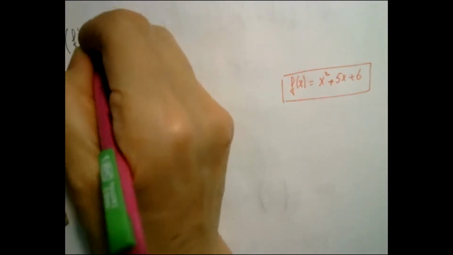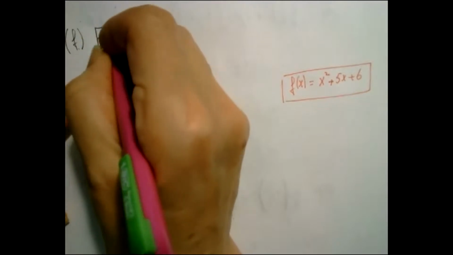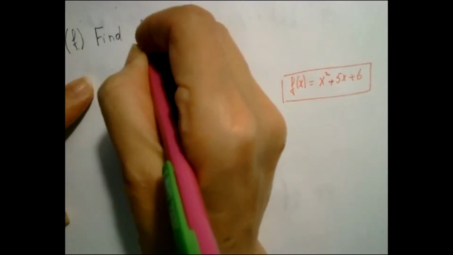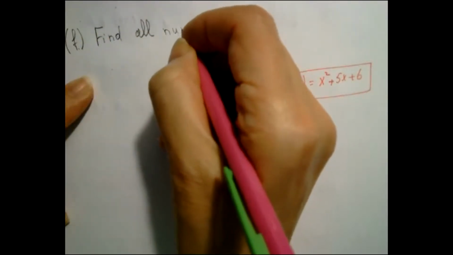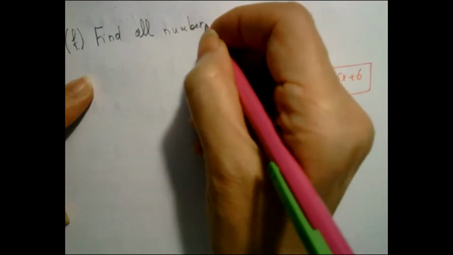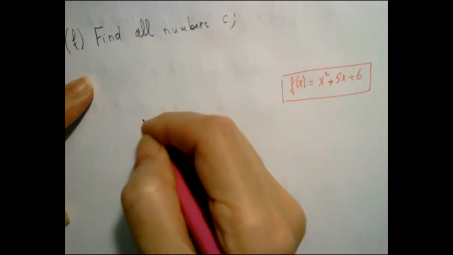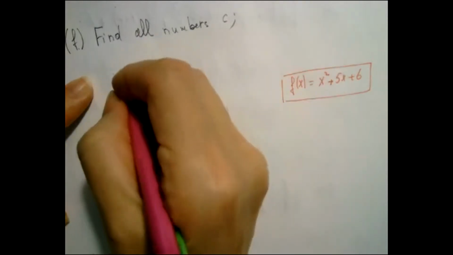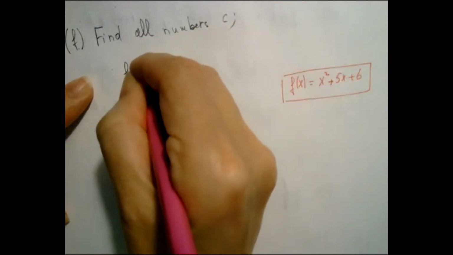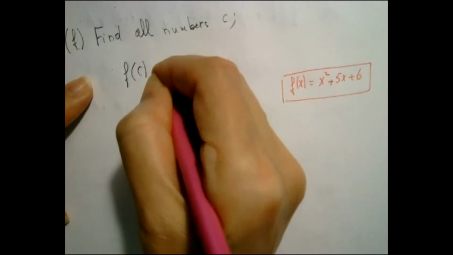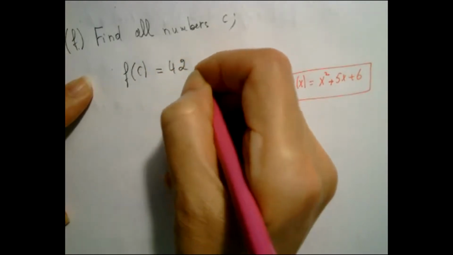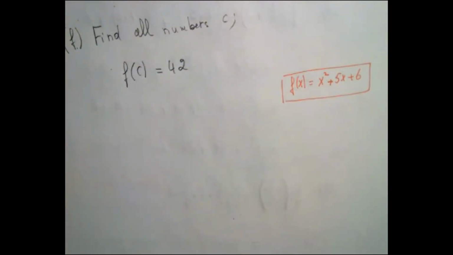Now, a question for f is, find all the numbers c such that they have the following property. f takes those numbers to the number 42. Okay? That's what the question is.